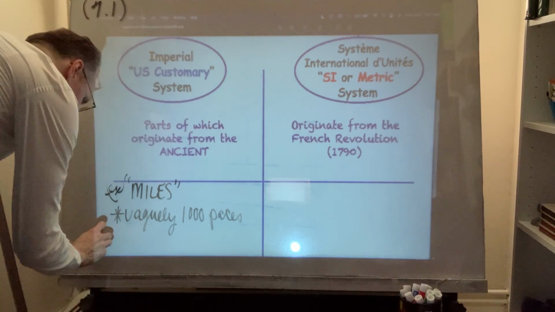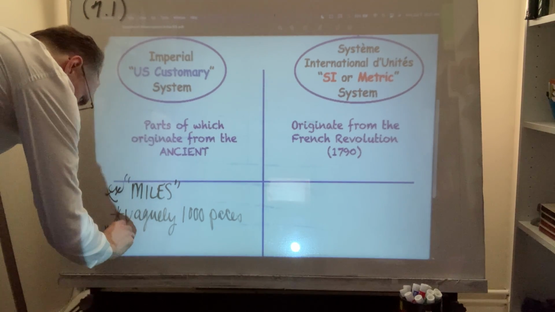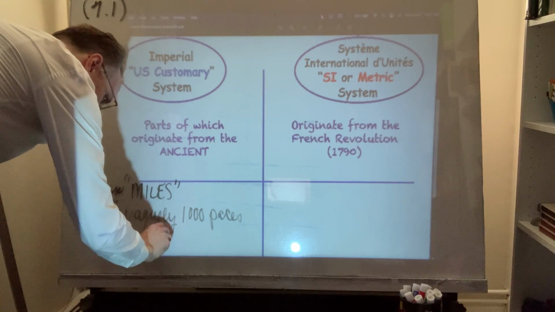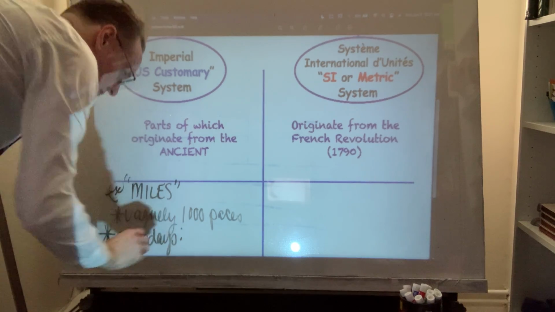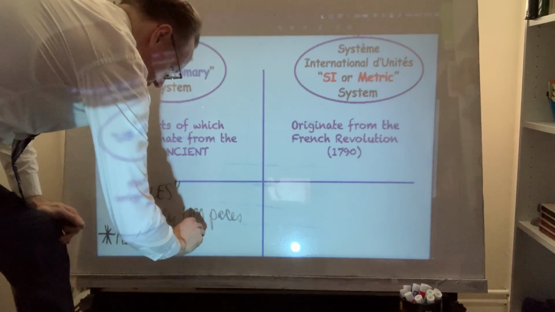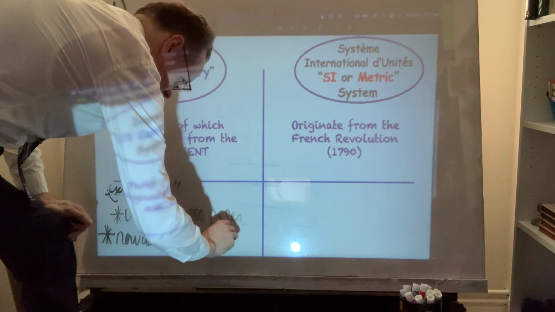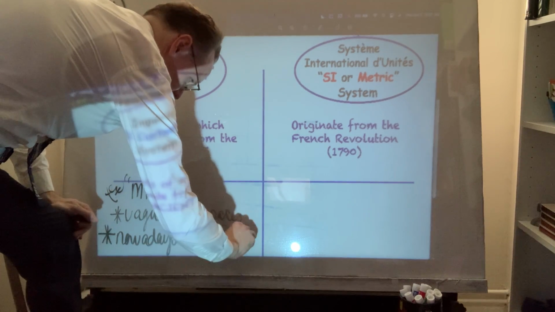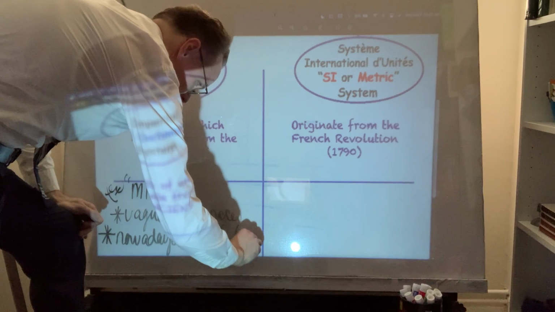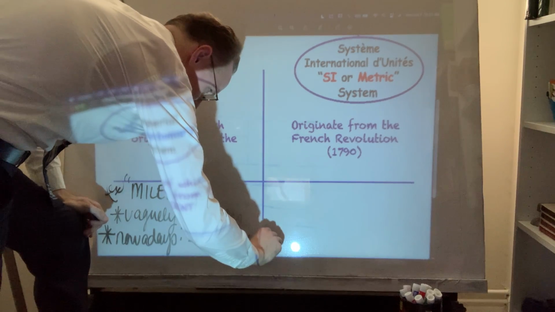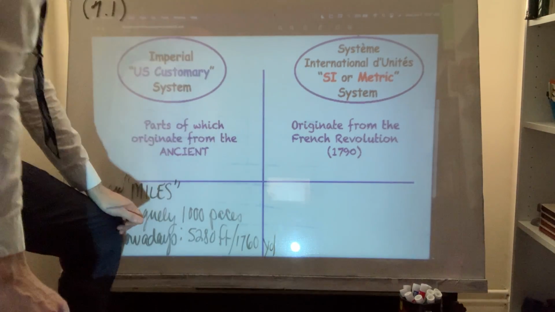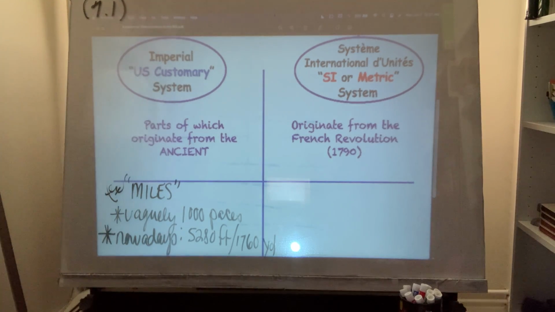Nowadays, we have this more clearly defined. Officially in the United States, a mile is 5,280 feet, or you might say 1,760 yards. Okay.